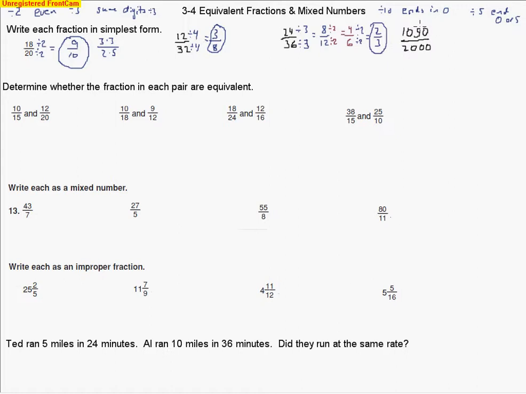Same thing here. You might not see the big number that goes into these, but you do see how this one ends in a 0, and this one ends in a 0, so you can divide by 10. When you're dividing by 10, it cancels out those zeros, and so we're just left with 105 over 200. Well, now we have one number that ends in a 5, and the other number ends in a 0, so that tells me I can divide by 5.